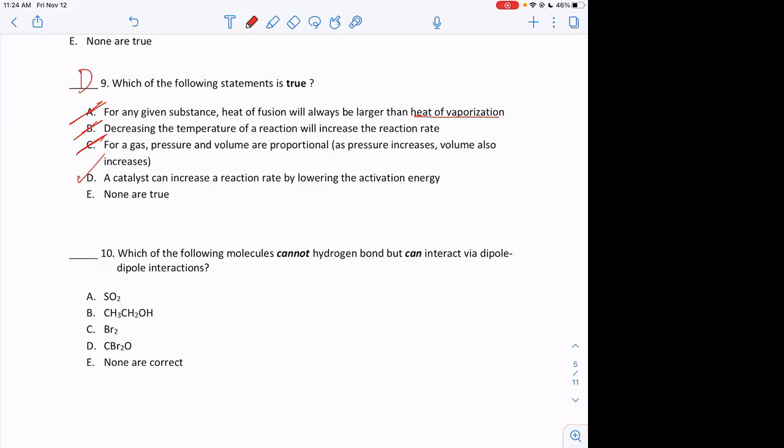So I think what a lot of people did is they saw SO2. And they were like, oh, this has lone pairs on the oxygen, so that could hydrogen bond with water. And it could with water, but not with itself. But we're saying which one cannot hydrogen bond, but can interact via dipole-dipole interactions. But because I didn't say in pure form, maybe some people thought that.